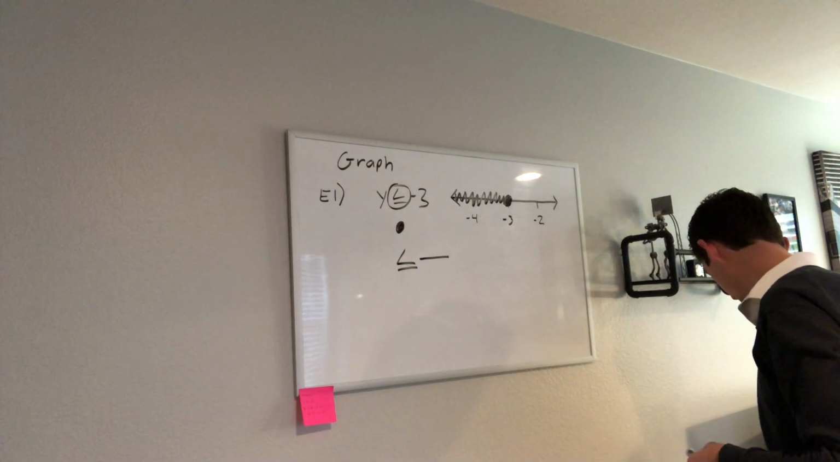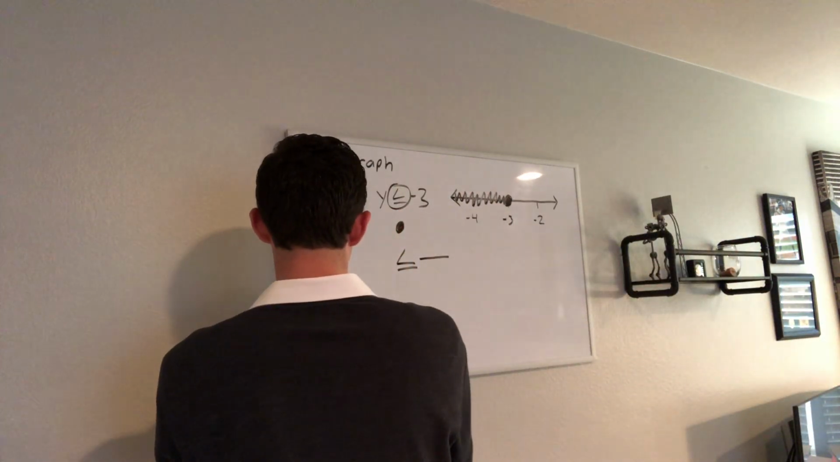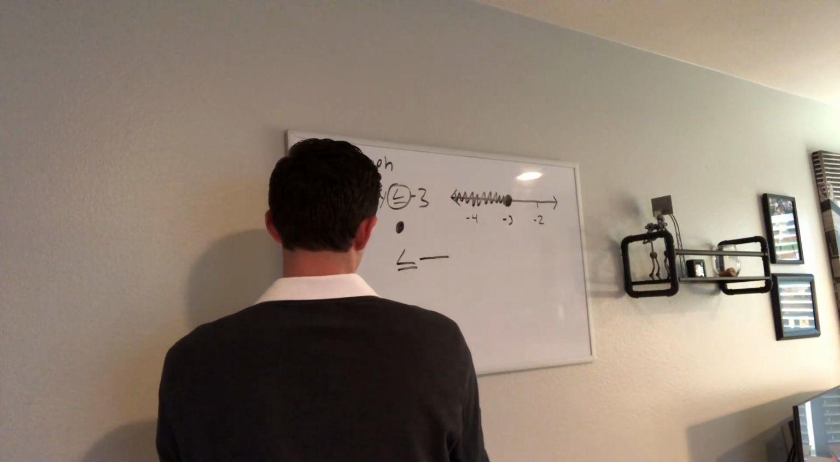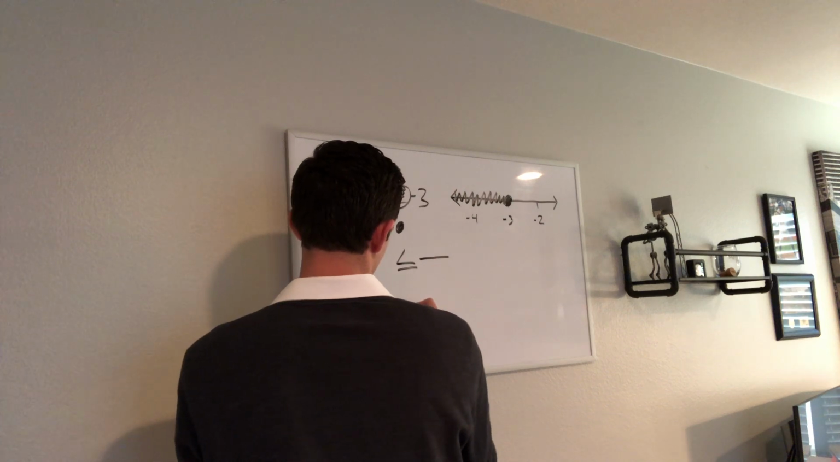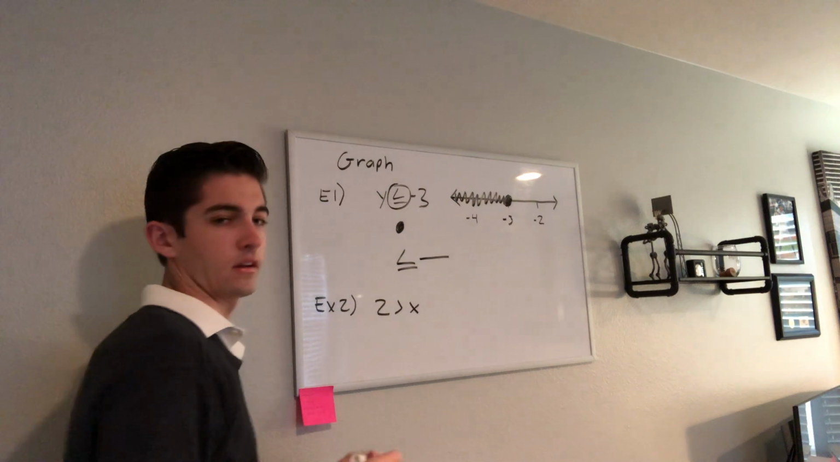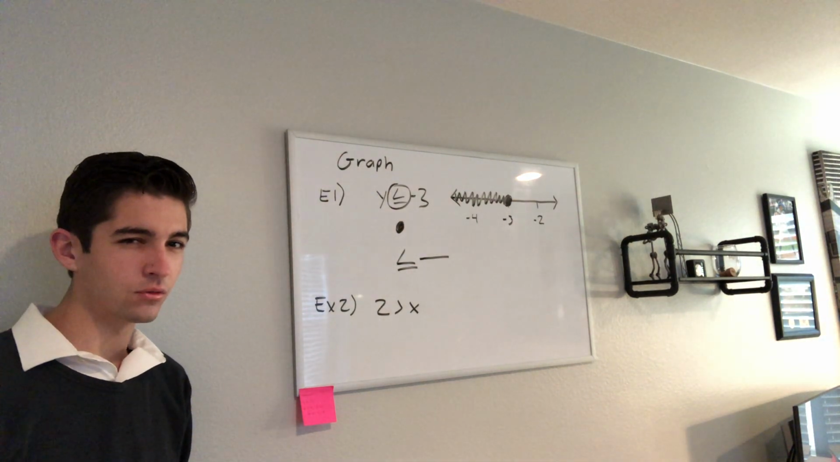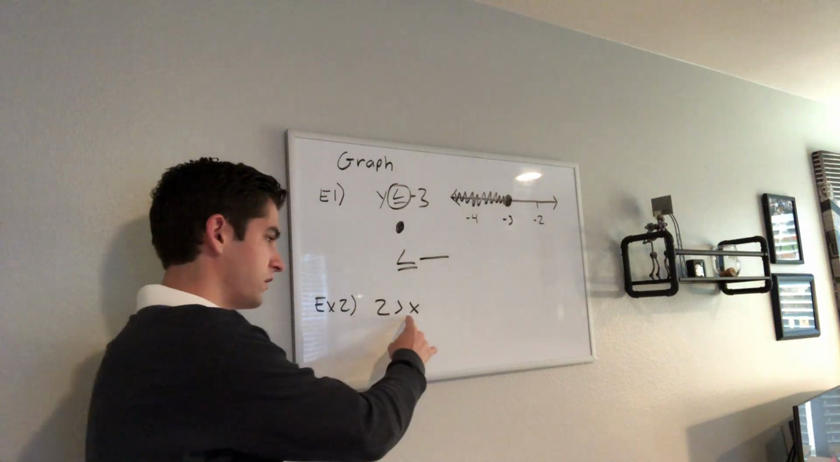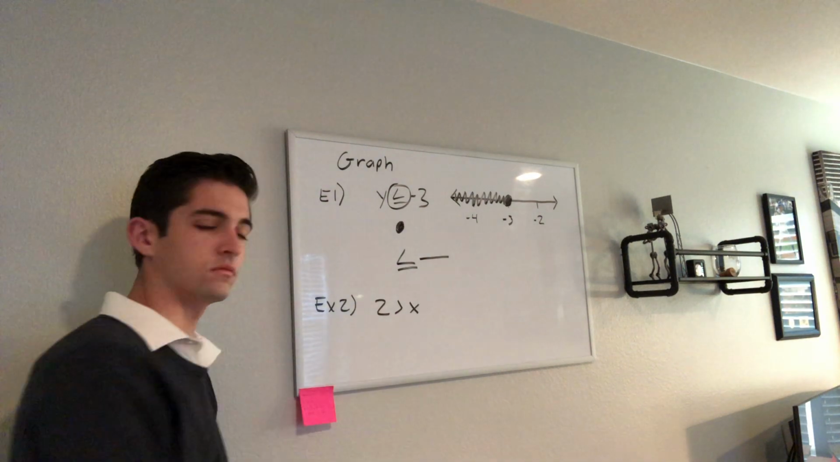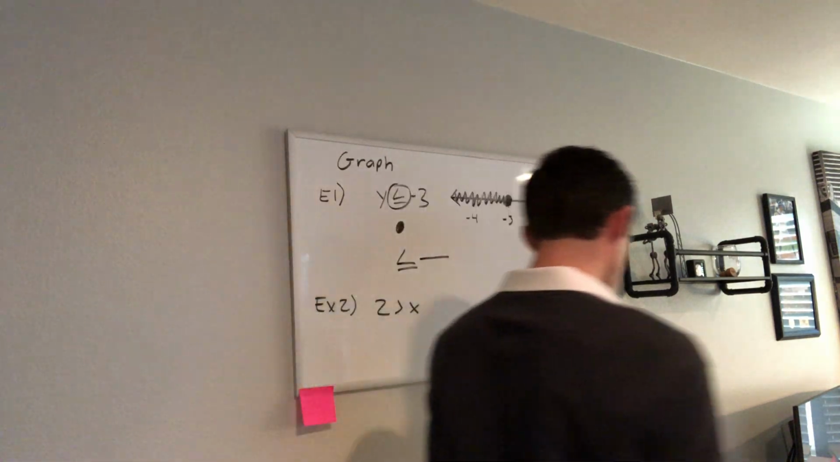So we'll have example 2. We have 2 is greater than x. I want you guys to try to graph this one on your own. Remember to know if this is an open dot or a closed dot. And let's see if we come up with the same answer.